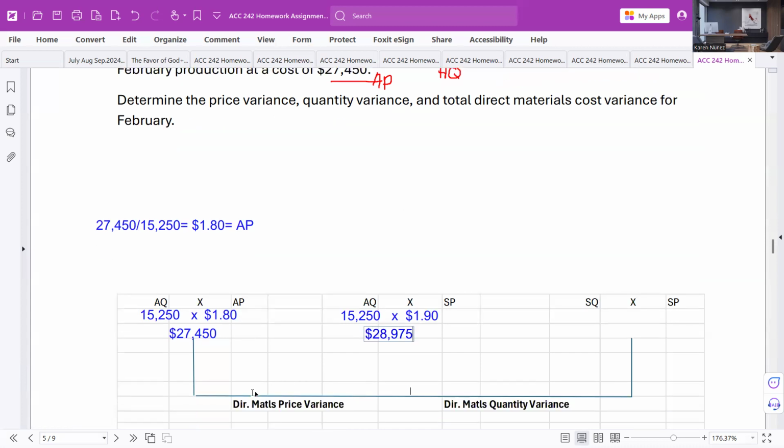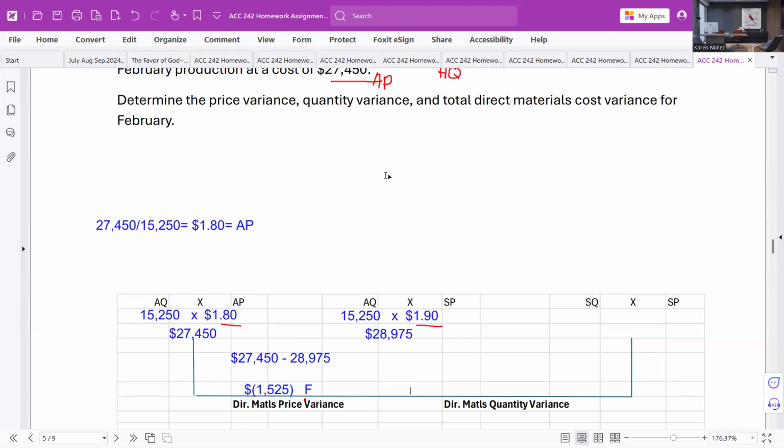So the direct materials price variance is that 27,450 minus the 28,975, or a price variance that again is favorable because they paid less. So we need a negative number here, right? 1,525. Again, favorable because they spent less on these displays than the standard allows for. They spent $1.80, 10 cents less than the standard, hence a favorable price variance.